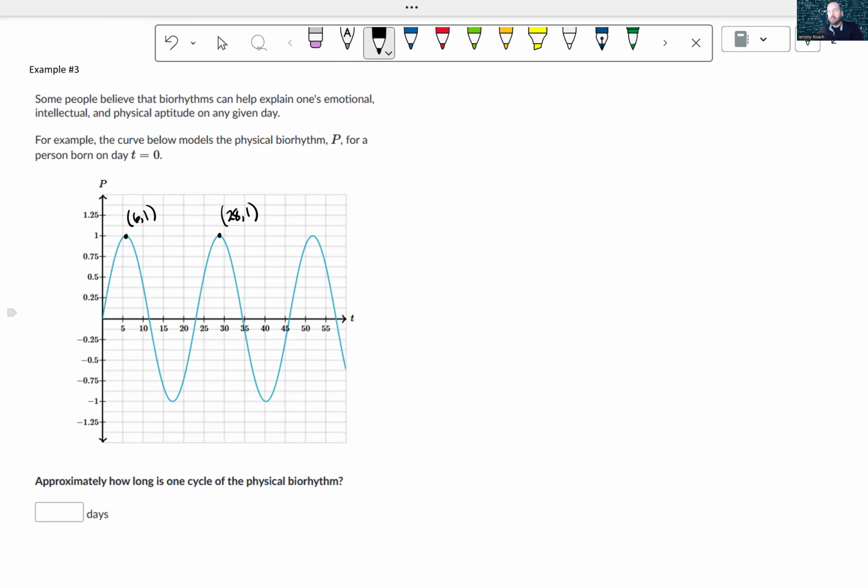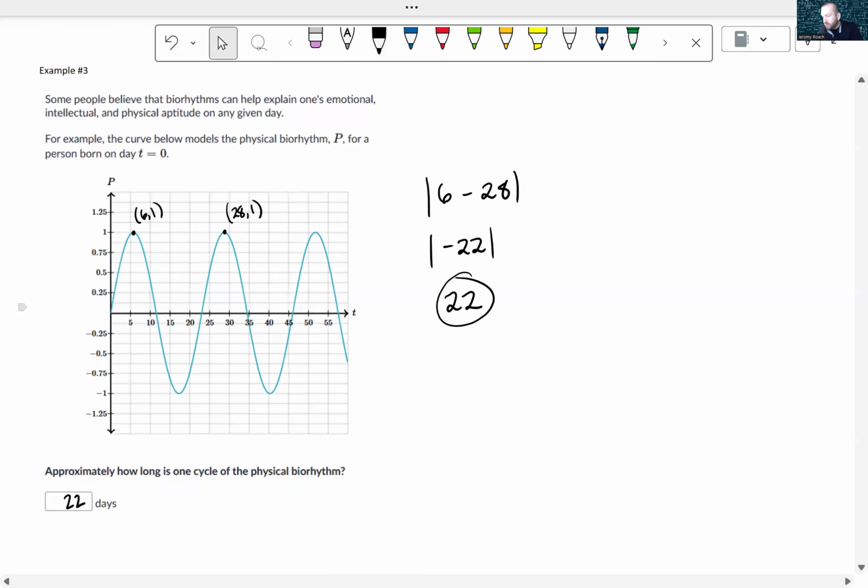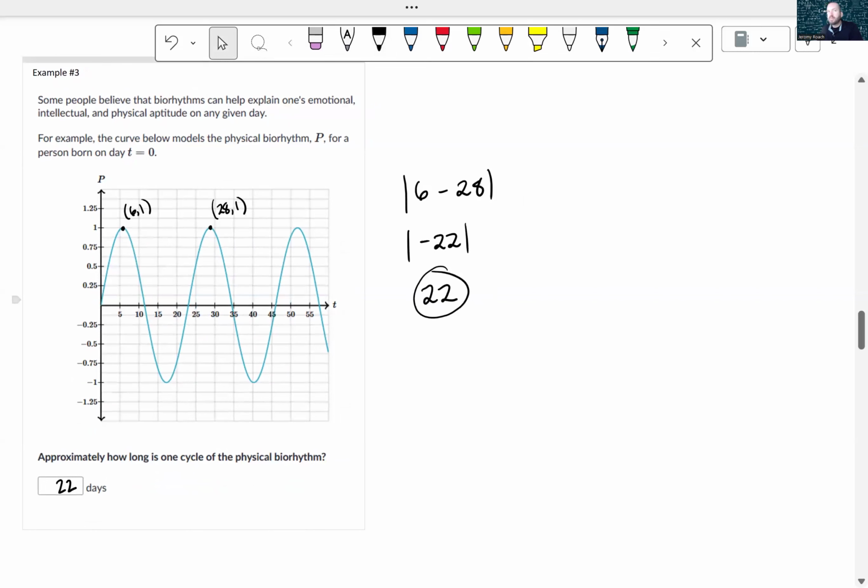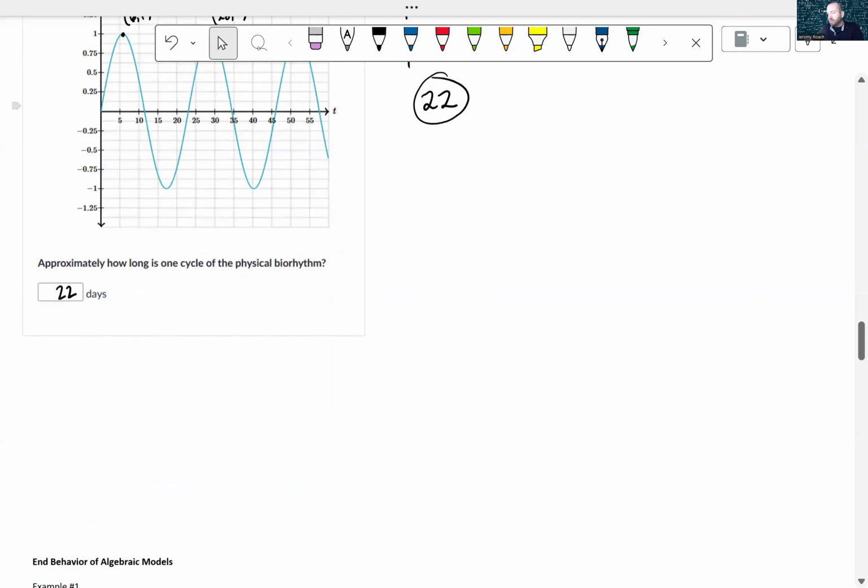So we're going to do the same thing, find the absolute value of the difference between the two. And we get the absolute value of negative 22, which is equal to 22. So 22 days is the cycle for the physical biorhythm. All right, let's take a look at end behavior next.